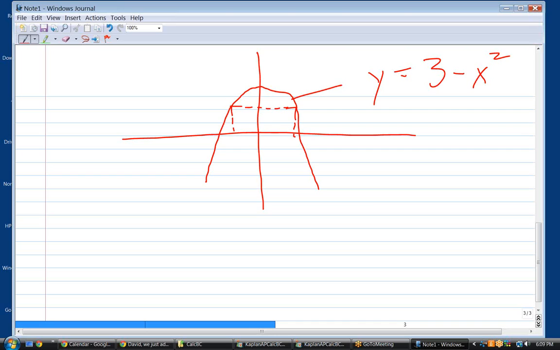We have a parabola there that's defined by y equals 3 minus x squared. What's the biggest size rectangle we can fit inside that parabola? Notice that I could build my rectangle like that, or I could build it in any shape I want, but the goal is to get the maximum area.